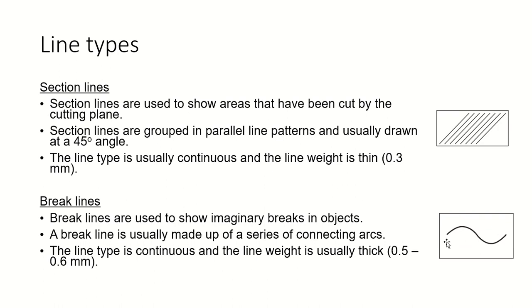Break line looks like a little sine wave. So this is your first arc, second arc. An arc is just a part of your circle. It is 0.5 to 0.6 millimeter, so thicker, double the 0.3 millimeter lines. We usually use this line to show the imaginary breaks in your objects.